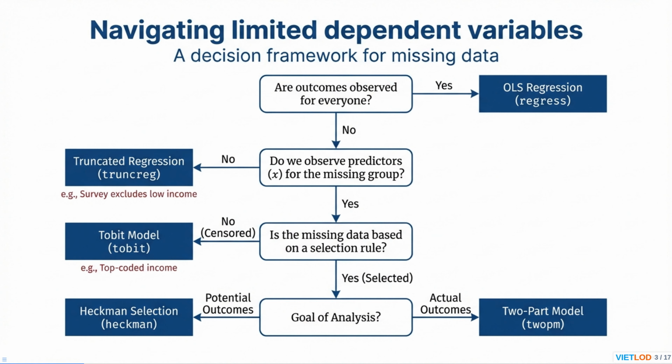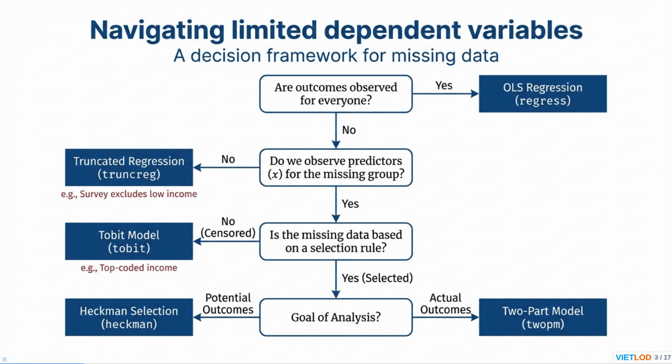This flowchart helps us navigate models for limited dependent variables. First, we ask if outcomes are observed for everyone. If yes, simple ordinary least squares, or OLS, is typically sufficient. If not, we then check if we have predictor variables for the group with missing outcomes. If we don't, a truncated regression might be appropriate, for instance, if a survey explicitly excludes low-income individuals. If we do observe predictors, the next crucial question is whether the data is missing due to a specific selection rule. If the data is simply censored, like top-coded income values, a Probit model is the right choice.